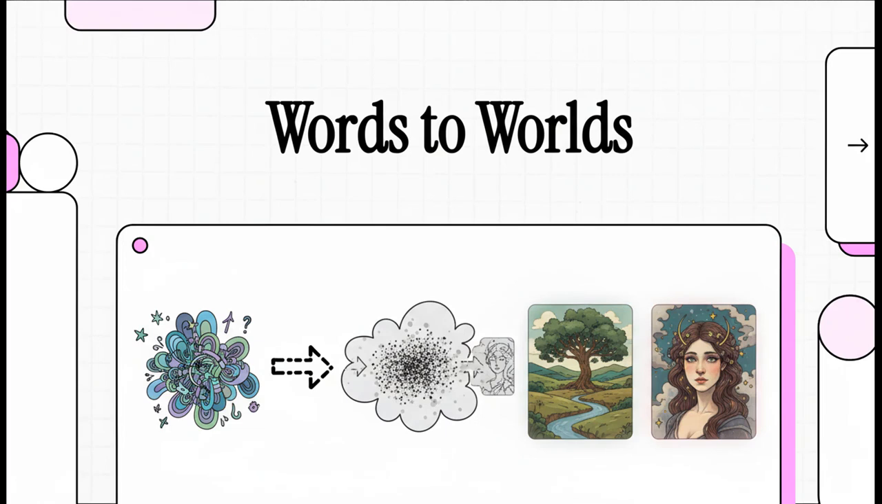Hey there. So, you've seen them, right? These absolutely incredible images all over the internet. Photorealistic portraits, impossible landscapes, things that look like they were pulled straight from a dream. And they're all made by AI, from just a handful of words. The big question is, how?